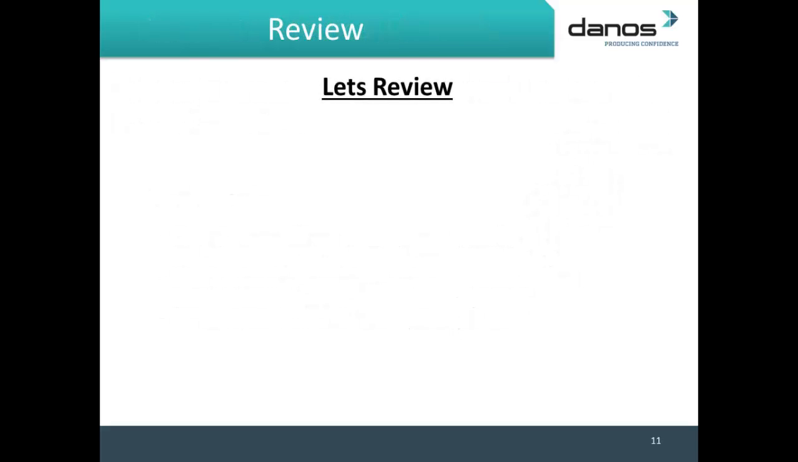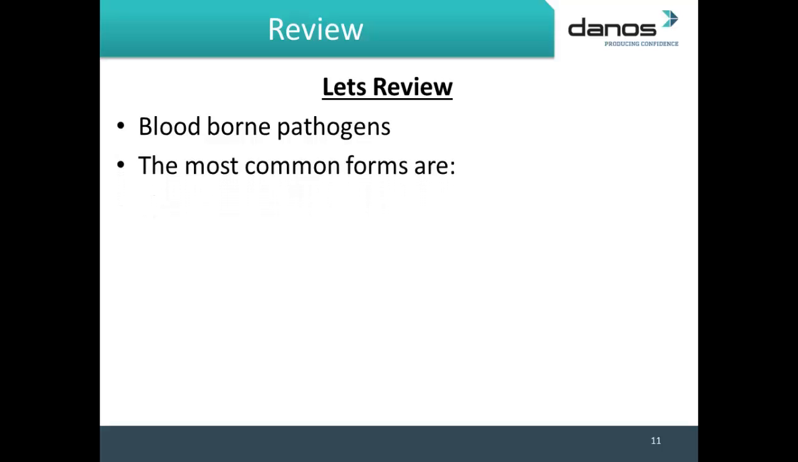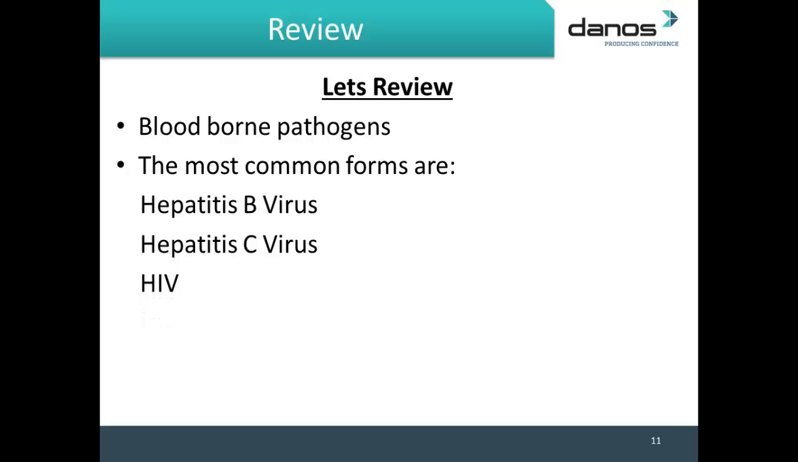So let's review. Bloodborne pathogens are diseases that are transmitted through bodily fluids such as blood and saliva. The most common forms of bloodborne pathogens are the hepatitis B virus, the hepatitis C virus, and the human immunodeficiency virus, or HIV. Universal precautions should be followed. Use the appropriate level of PPE or barrier protection such as latex or nitrile gloves, glasses, goggles or face shields, masks, and protective disposable outer garments.